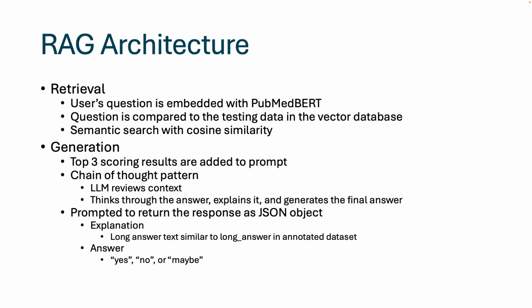A single call is made to the LLM with the user's question and the retrieved medical research context from the vector database. The approach is the chain of thought pattern, where the LLM reviews the context, thinks through the answer, explains it, and then generates the final answer. The LLM is prompted to return responses as a JSON object with the explanation and the answer either yes, no, or maybe.